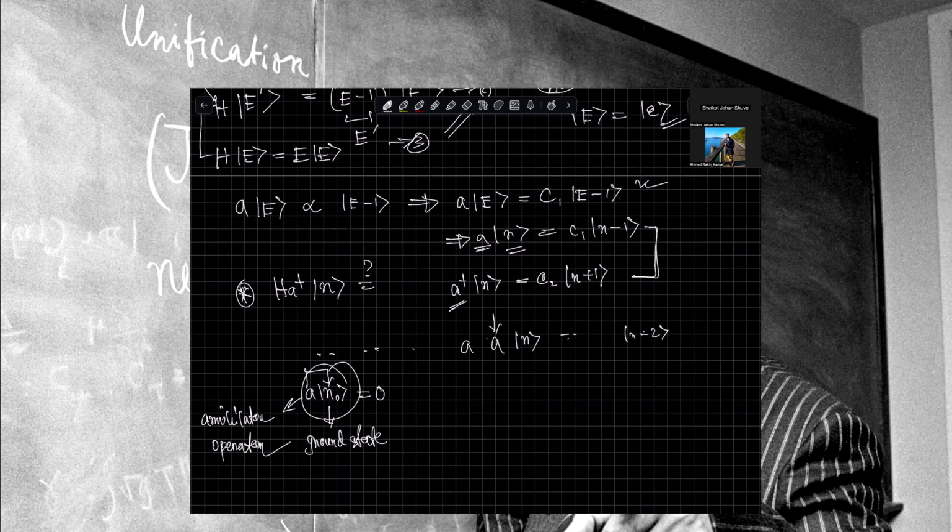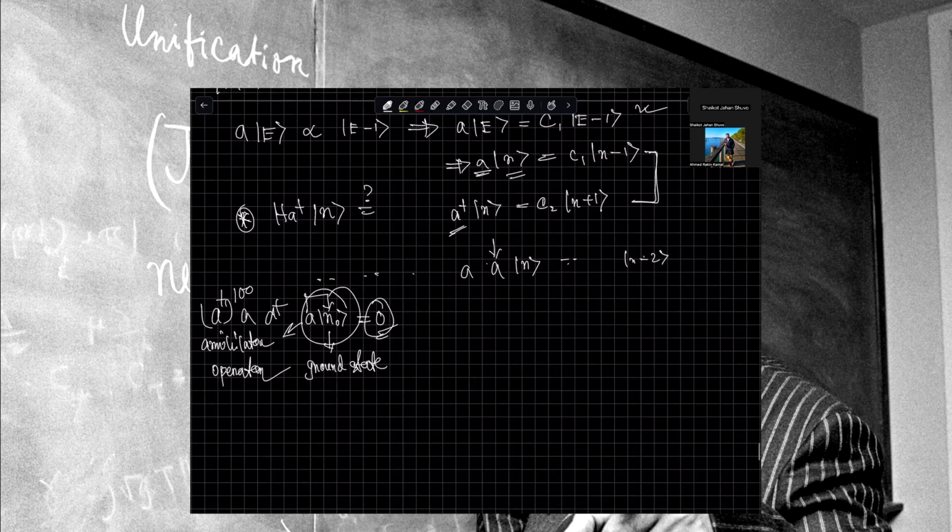And after it gets destroyed, whatever you apply, a dagger, even if you apply a dagger over 100 times, it doesn't matter because it's zero. The state is no more. Think of it like you had a particle, but somehow you destroyed it. However, for the creation operator, a dagger, you can go up to any state you like. Apply it 100 times, maybe, and you can go up to some n plus 100 and so on. That's okay. You don't have to worry about how high you can get.